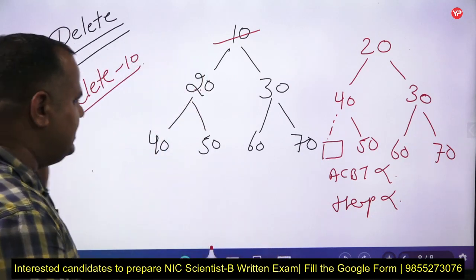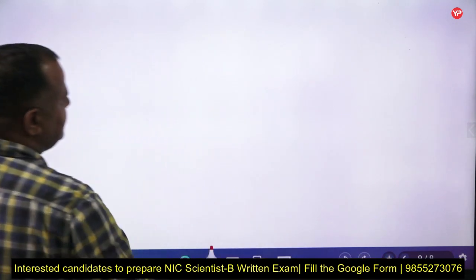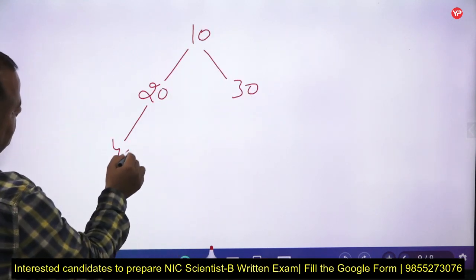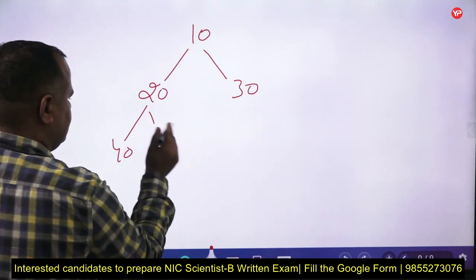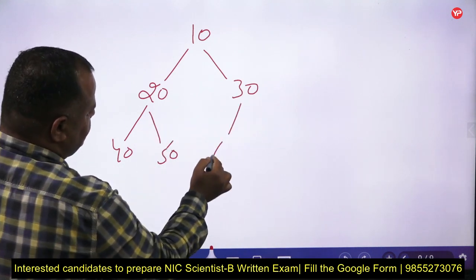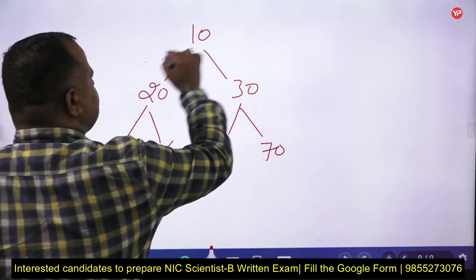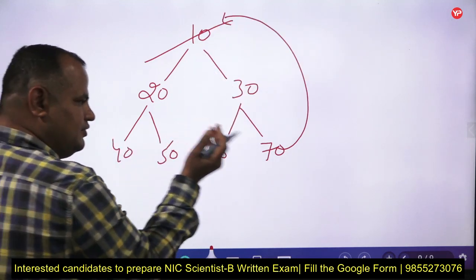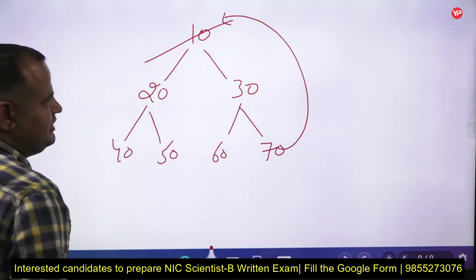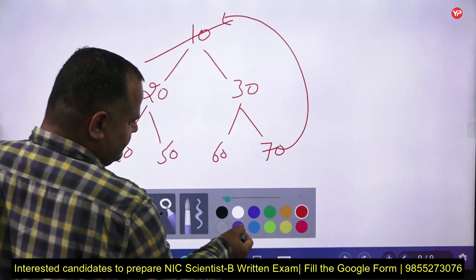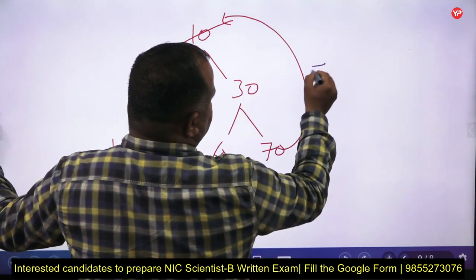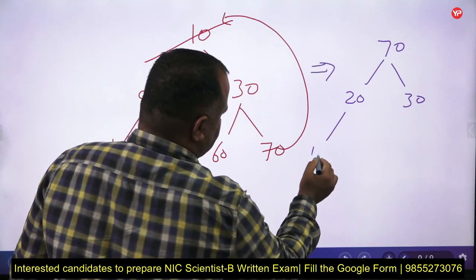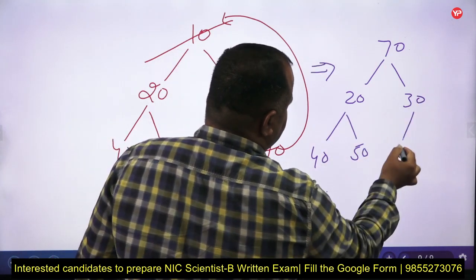Fine. So how to delete an element? Suppose we have a heap with 10, 20, 30, 40, 50, now 60 and 70. If you want to delete 10, what you have to do? You take the last element, 70, and just keep it at the root. So now my tree is 70, 20, 30, 40, 50 and 60.